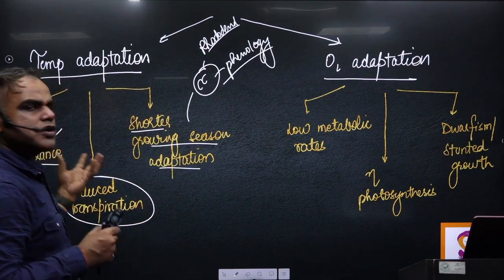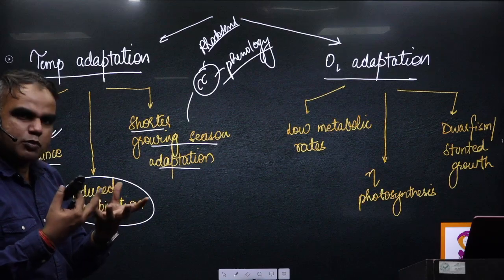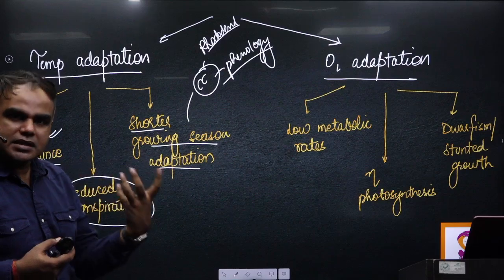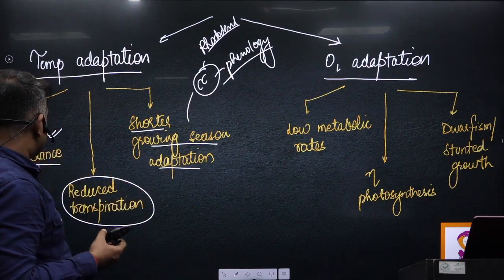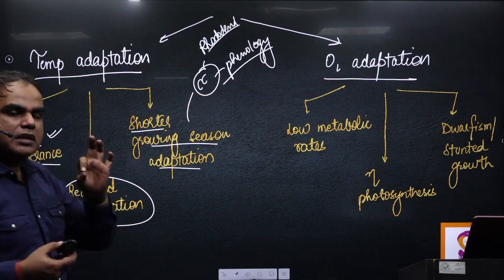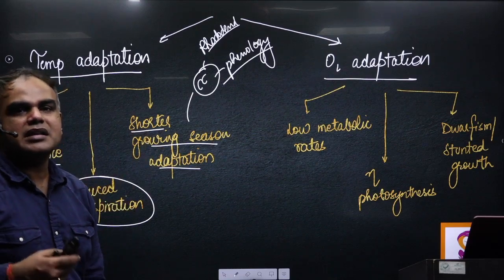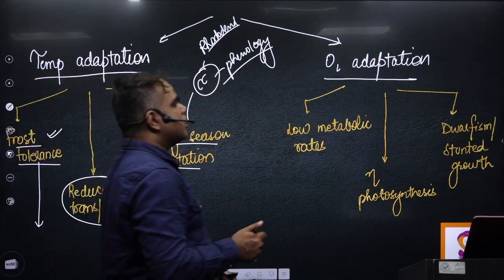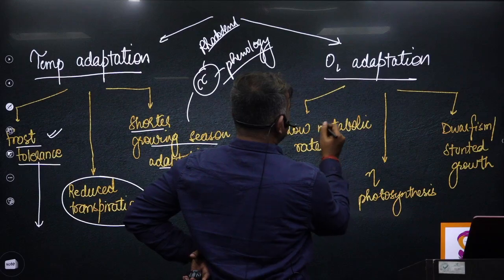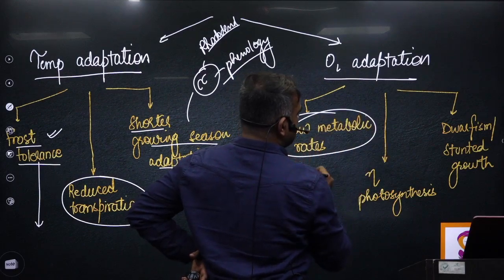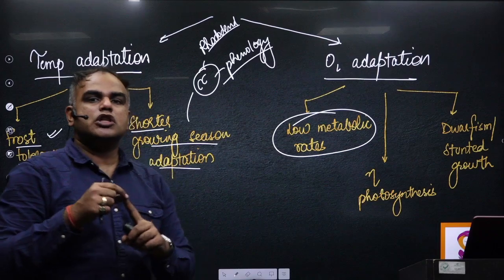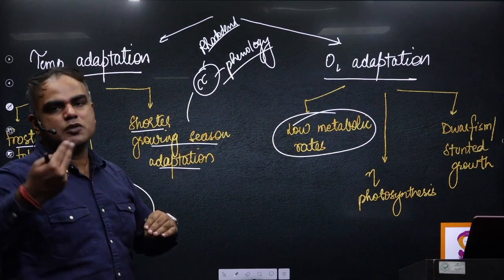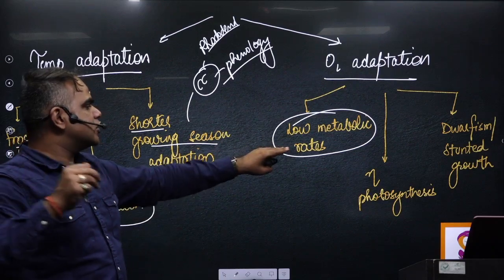And again for frost tolerance, there are specialized proteins. There is lesser water content in the internal cell, etc. There is a separate topic that you also read, frost: how does frost impact regeneration? So again borrowing from that. For oxygen adaptation, low metabolic rates. In fact, if you have read about dormancy, one of the best ways is to reduce the metabolic rate, which means reduced requirement for oxygen, right?